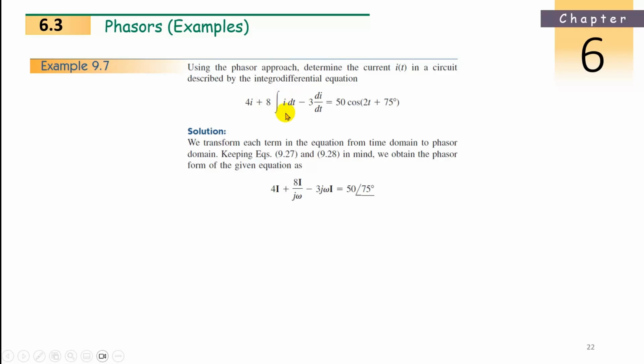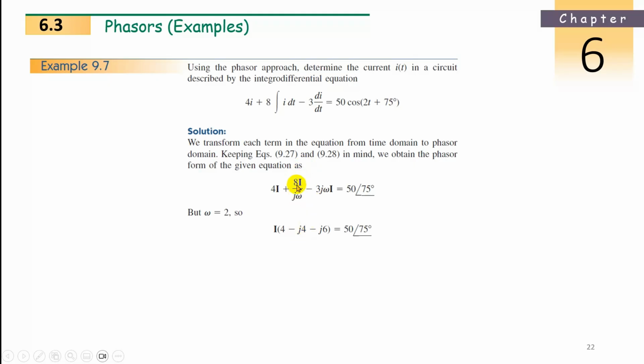4i stays. Integration of i is nothing but 1 by j omega, and differentiation is nothing but multiplication by j omega. So that is 8I by j omega for the integration. For the differentiation, we put d by dt as j omega times capital I. And the right side you convert into the phasor, it becomes 50 at an angle 75 degrees. Now rearrange this: omega is equal to 2 as per this equation, so substitute 2 here. So 8 by 2, and 1 by j is nothing but minus j.